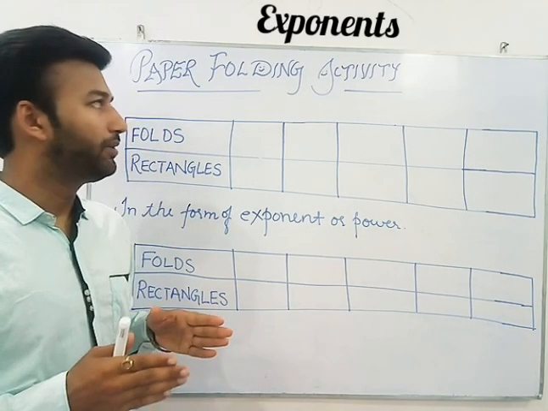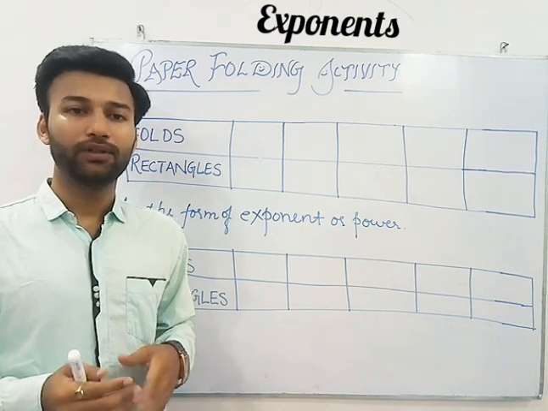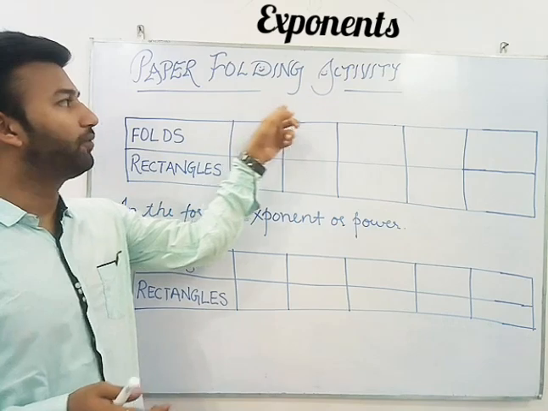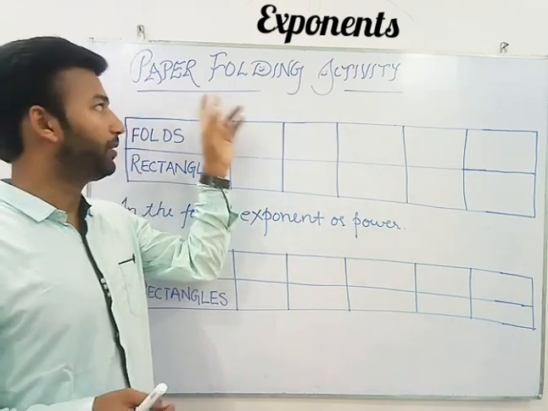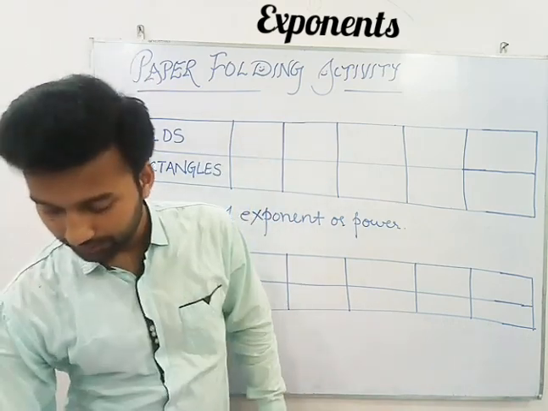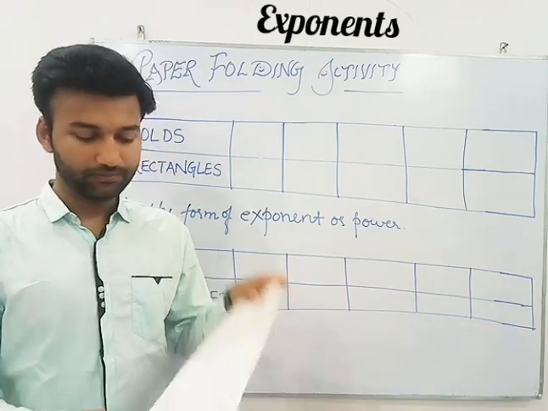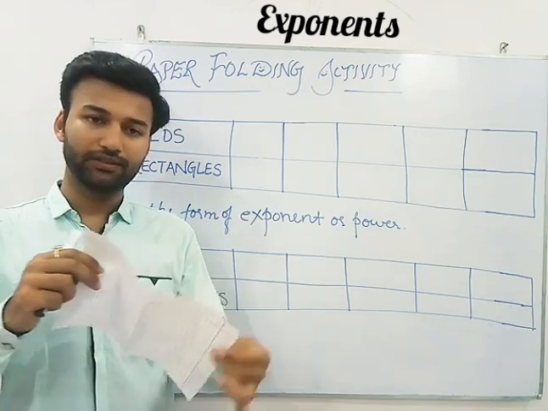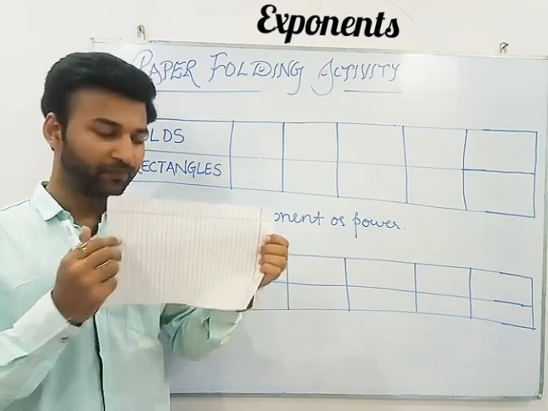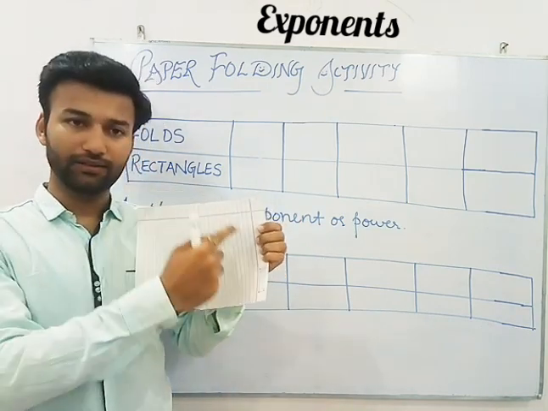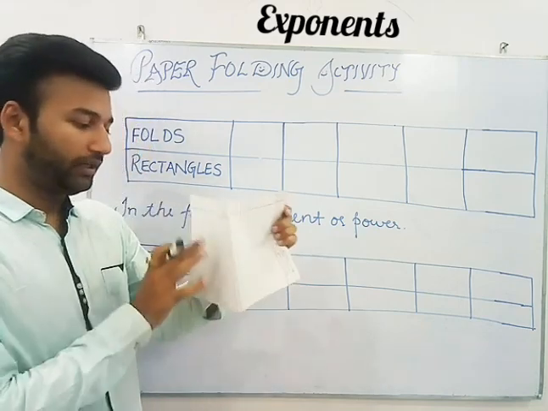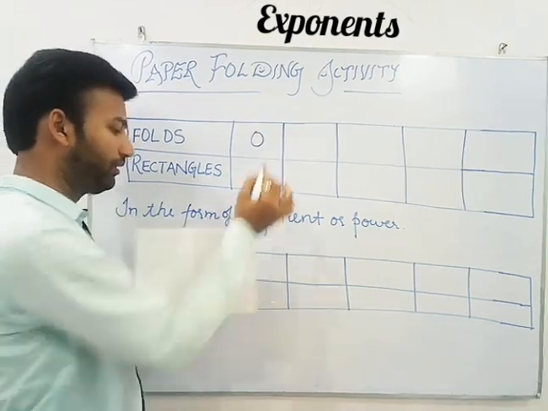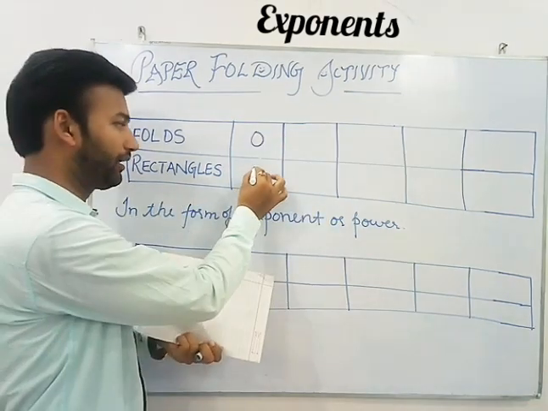Now one activity for you that will help you understand exponents and powers, known as the paper folding activity. We need one paper. This is a paper. Check which shape this is. This is a rectangular shape. How many rectangles are there? Only one. How many folds? No fold. When there are 0 folds, there is only one rectangle.